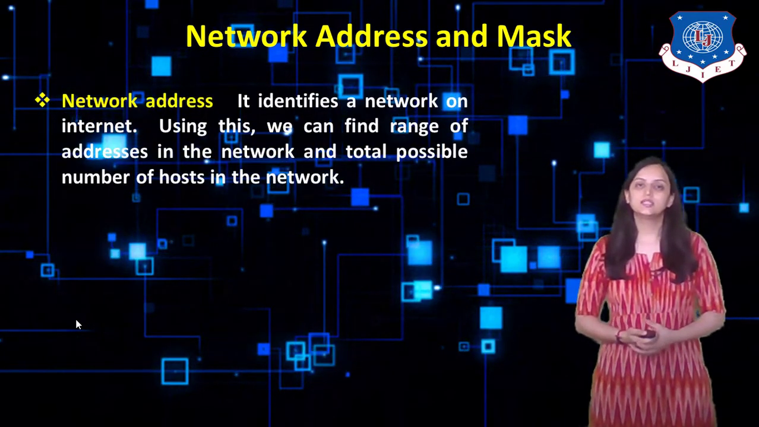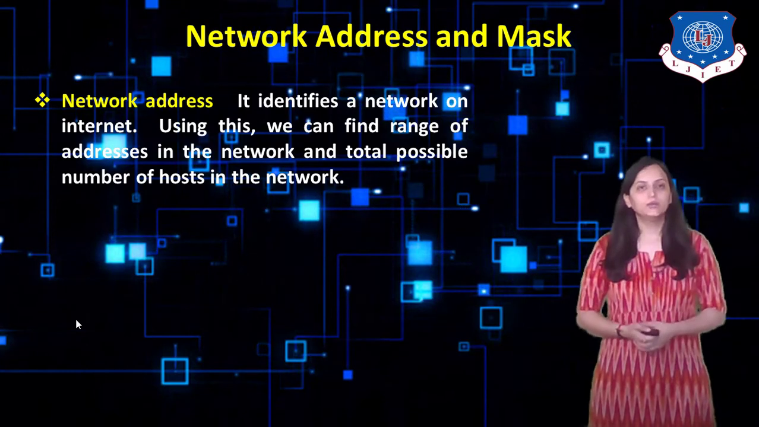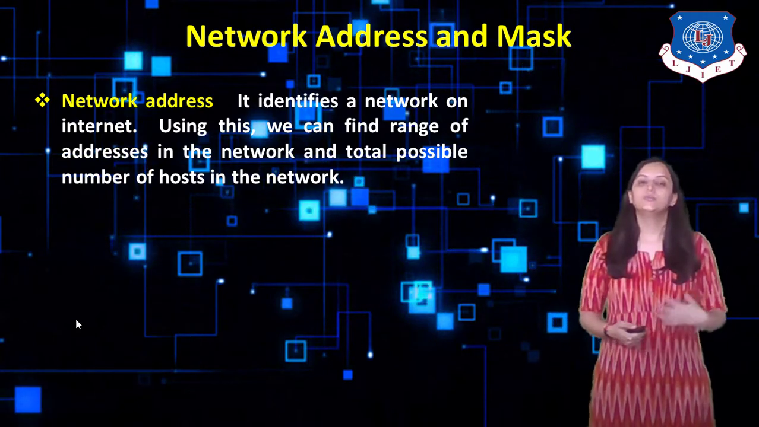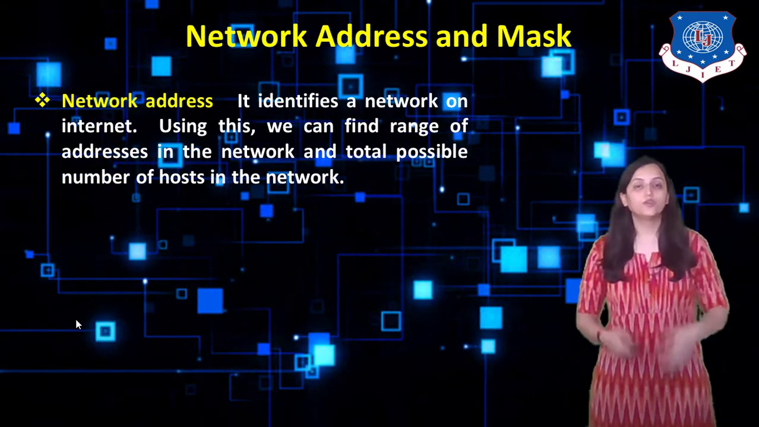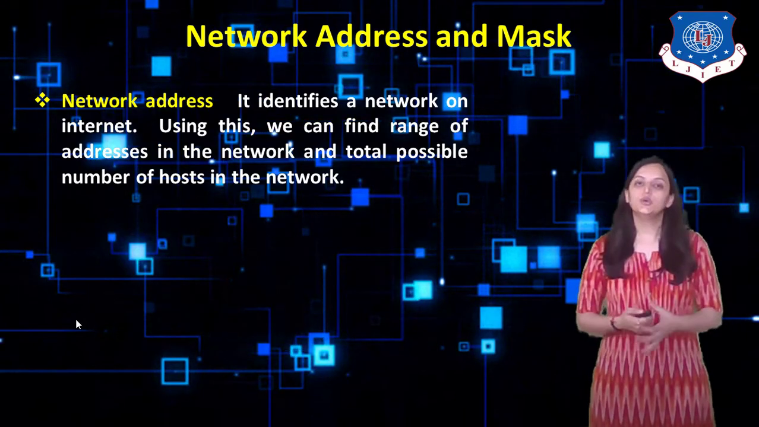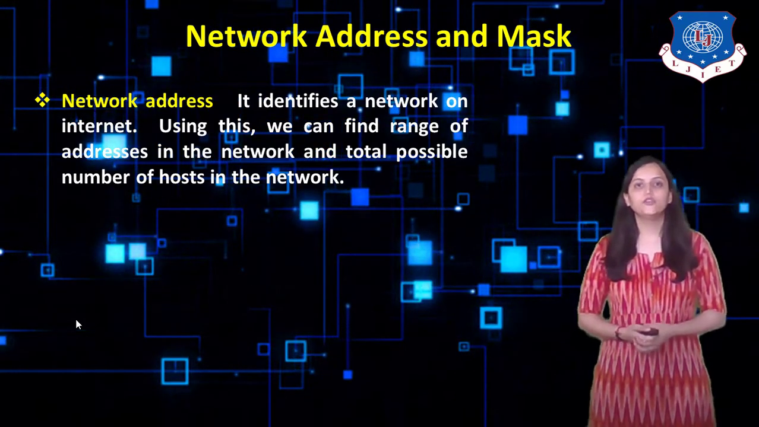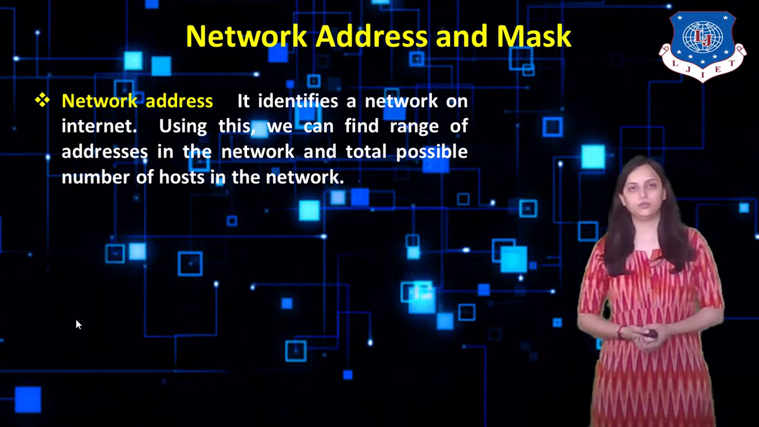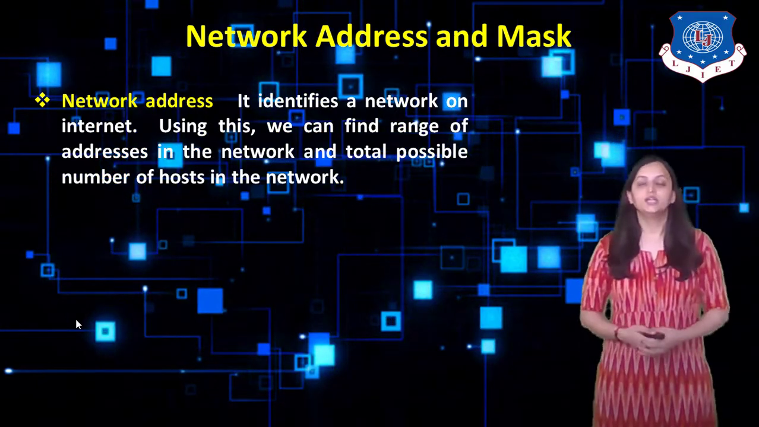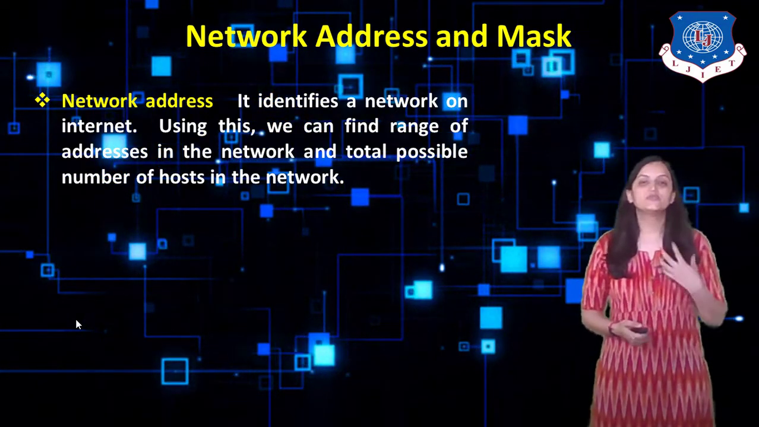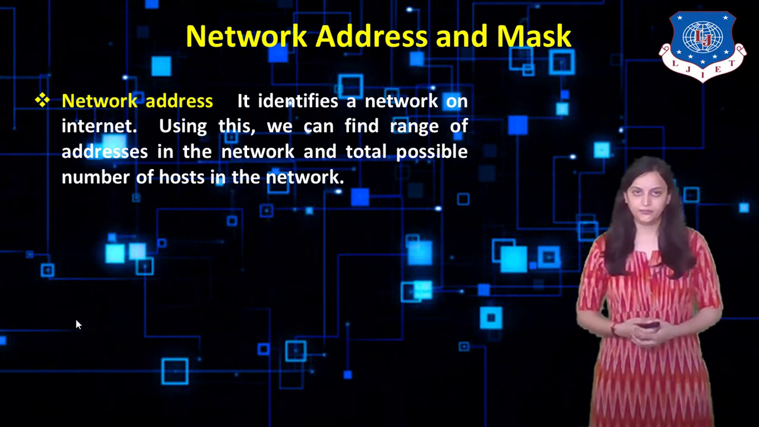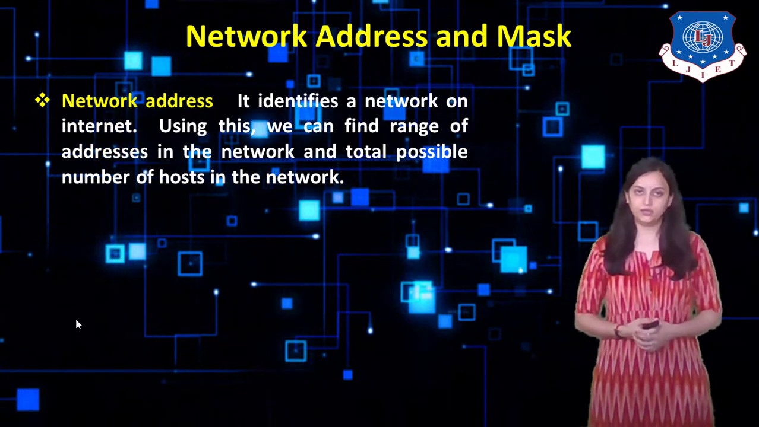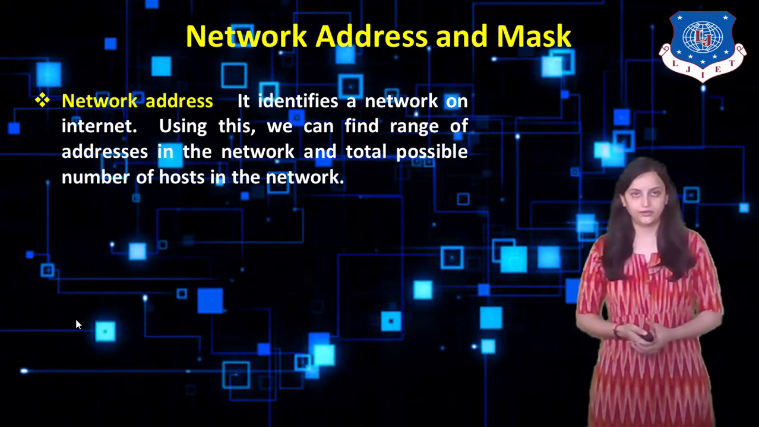So here first is network address. Network address identifies a network on the internet. That means on which network the data is to be sent or from which the data is to be sent. Using this, we can find the range of addresses in the network and the total possible number of hosts in the network. That means in a particular network where there are different nodes, which node has which address and to which data is to be sent is to be identified, and the number of hosts in the particular network can be identified using the network address.